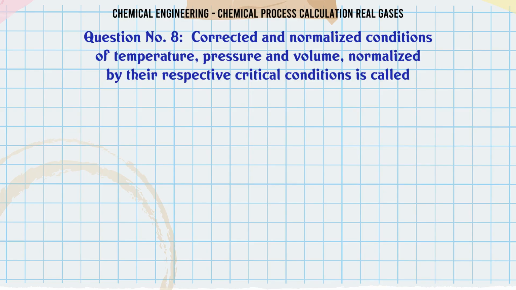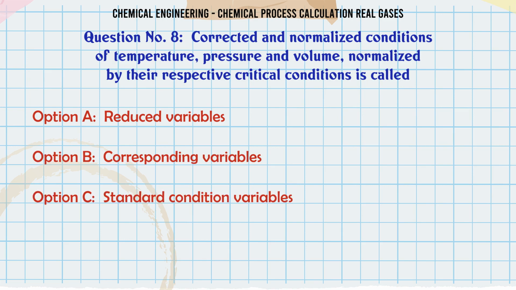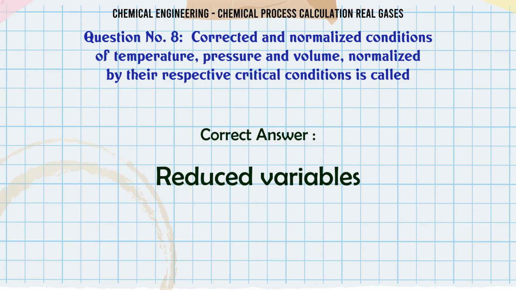Corrected and normalized conditions of temperature, pressure, and volume, normalized by their respective critical conditions, are called A. Reduced variables, B. Corresponding variables, C. Standard condition variables, D. None of the mentioned. The correct answer is reduced variables.